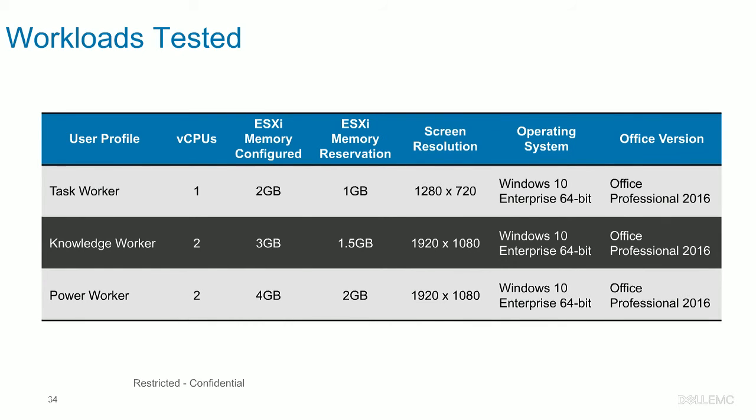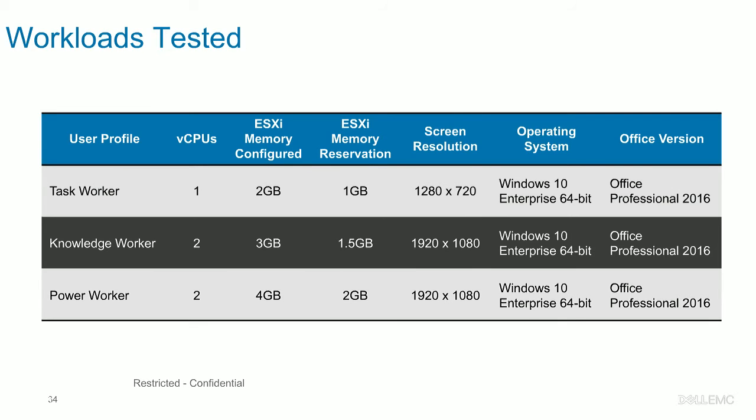Okay, so some information here around our configuration. You can see, task worker, 1 CPU, 2 gigs of RAM, but we reserve 1 gig of memory. Screen resolution as well is something to note, and that's something that definitely has a knock-on effect on your performance. If you deploy a VDI infrastructure out of the box, it may be set at 800 by 600, but that's not a real-life user scenario. 800 by 600 would not give a good user experience.